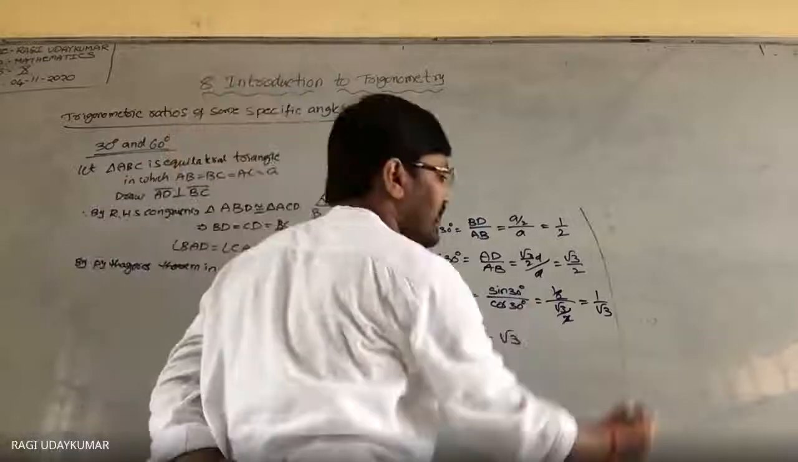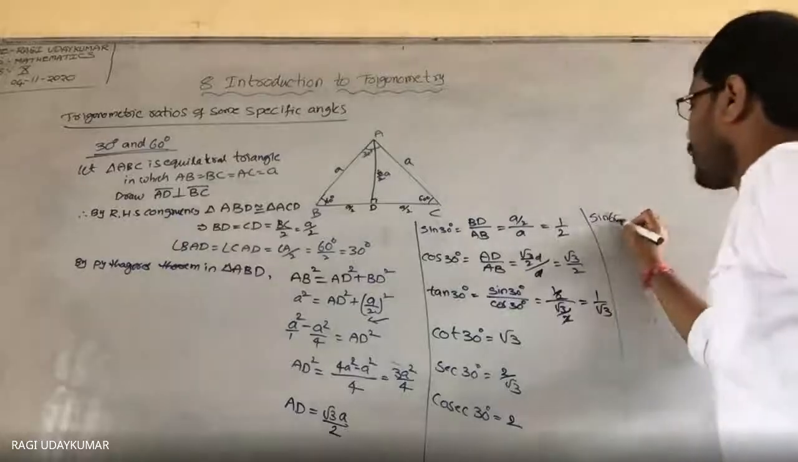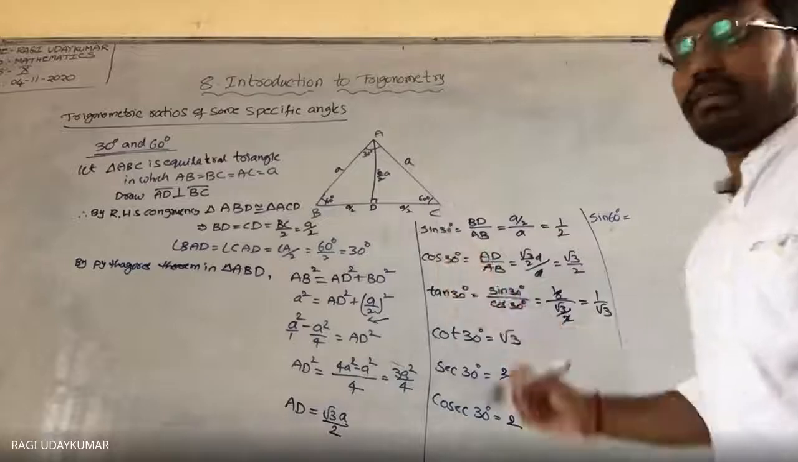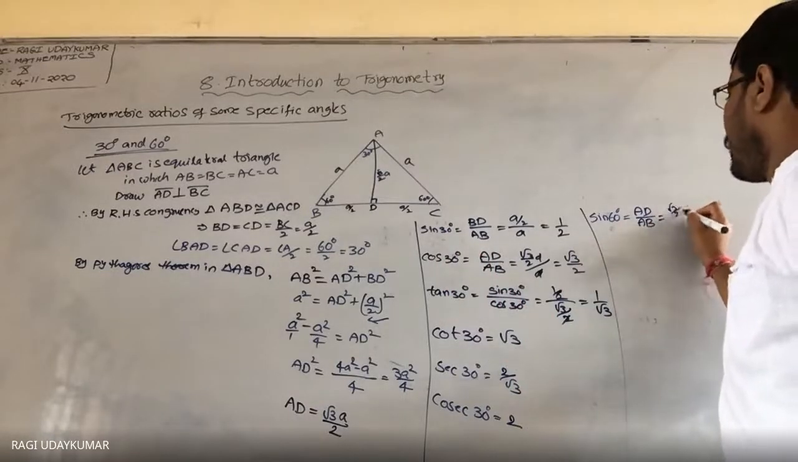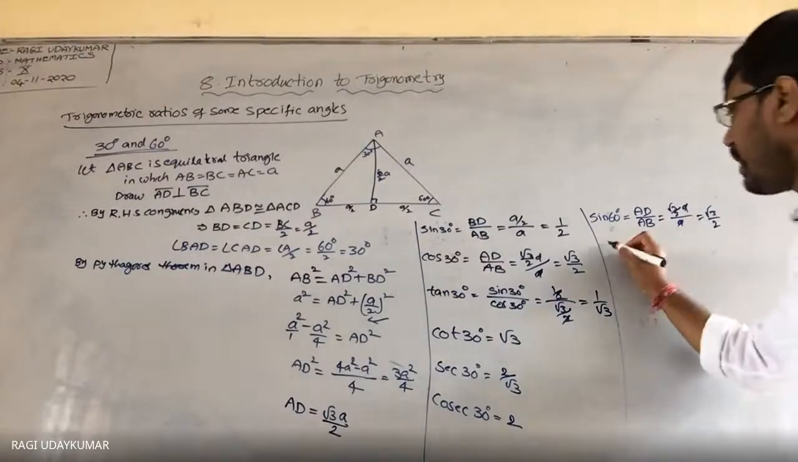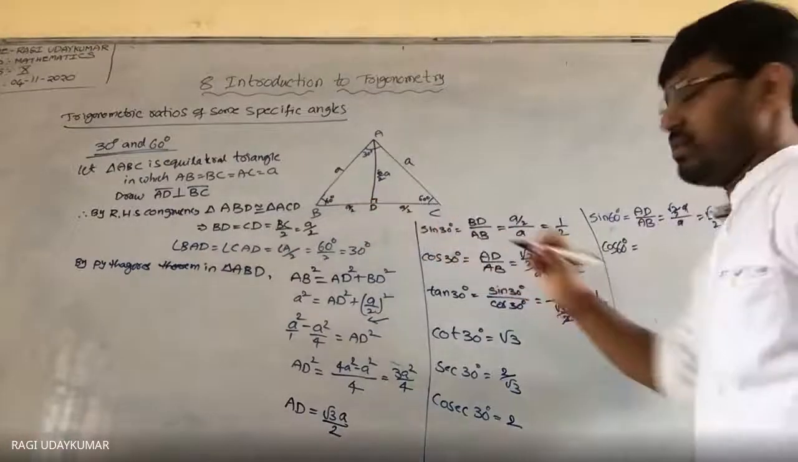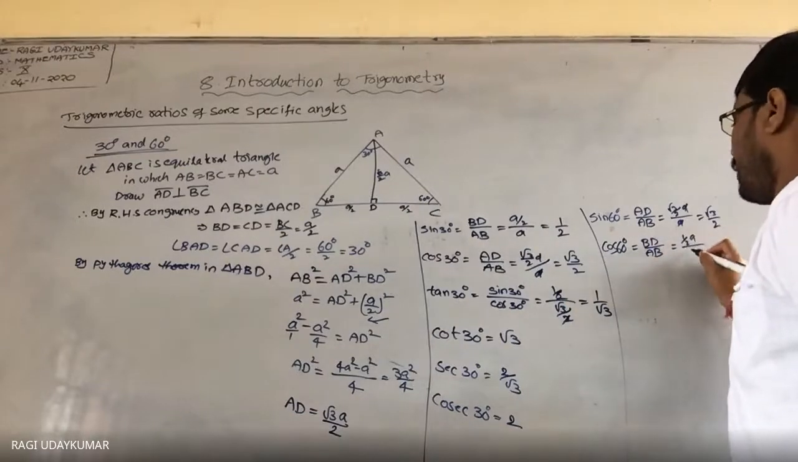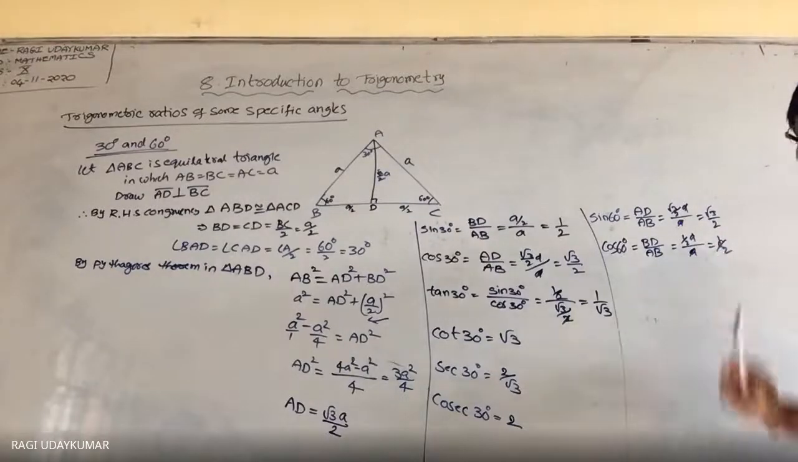And if you want 60 degrees, let us see. Sin 60 degrees is equal to, what is the opposite side of 60 degrees? AD. So AD by AB you are going to get. AD is a root 3 by 2, by a. So a will get cancelled. We are going to get root 3 by 2. And cos 60 degrees, if you consider it, what is the adjacent side of 60 degrees? BD. So BD by AB, so a by 2 by a. a will get cancelled. We are going to get 1 by 2. Cos 60 degrees value is 1 by 2.